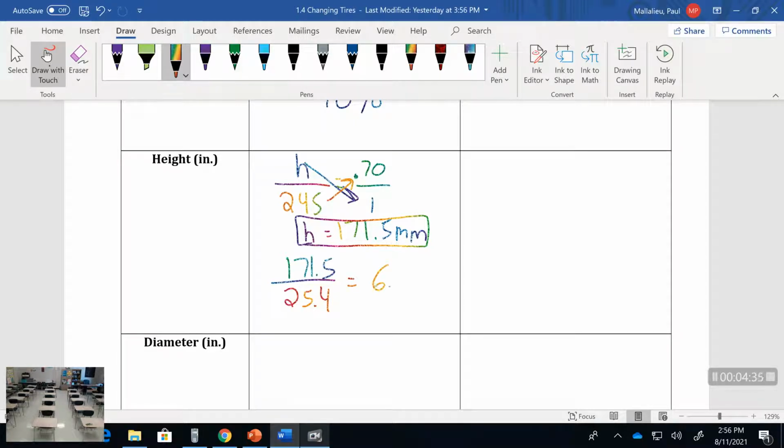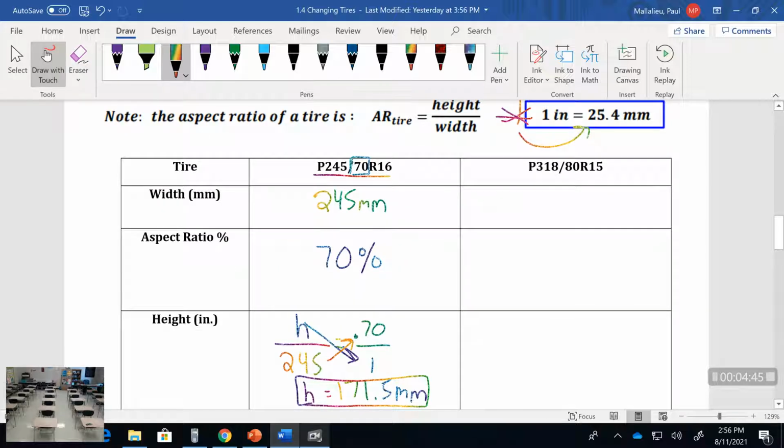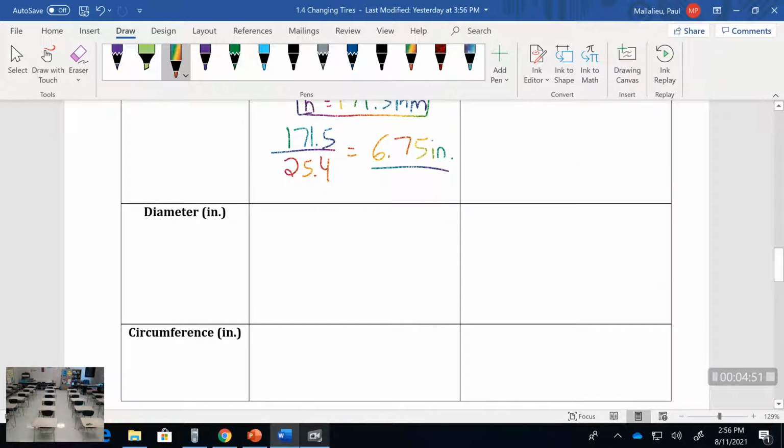We divide that and it gives us 6.75 inches. All right, so that is the height of the tire. And then when it comes to diameter, that one's the easy one because they tell you right here at the end, the rim is 16 inches. So we would come right here, and the diameter of the rim is 16 inches. So the diameter is 16 inches.